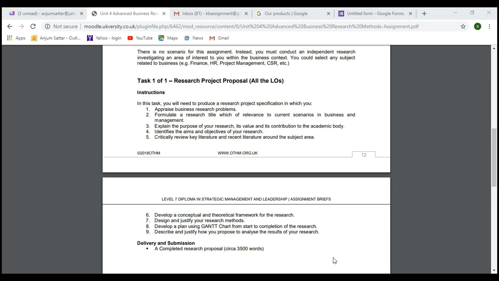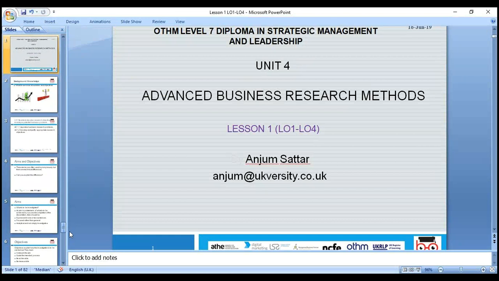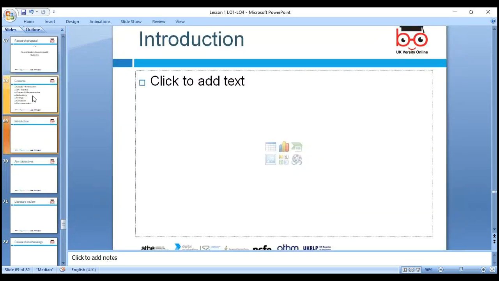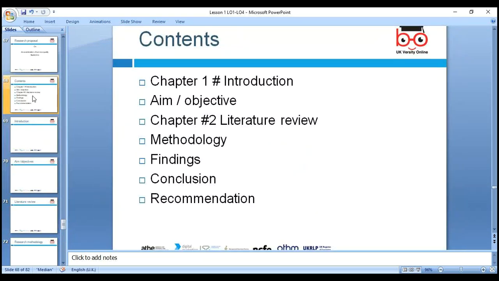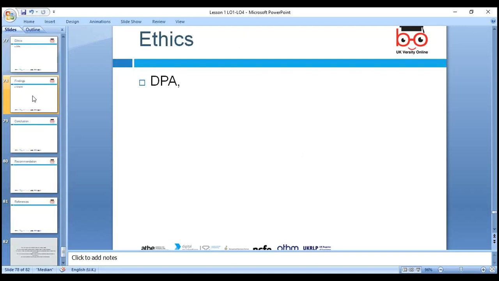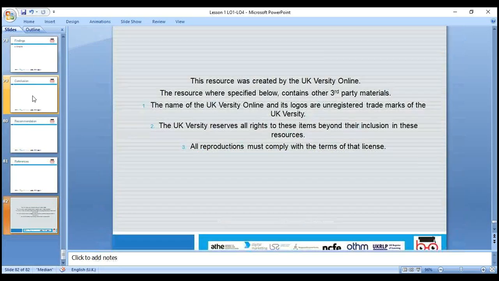That's the structure, and the last slide within today's lesson I included as well. It's a proposal, because LO4 is all about the proposal, and in LO4 all the other learning outcomes will be addressed. It can be introduction and objectives, chapter 2 literature, chapter 3 findings, and a conclusion. If you want to divide them into chapters, it's entirely up to you. Then the recommendations and the references. All of this is in the slides, and the proposals and the questionnaire will be separately available on Moodle.